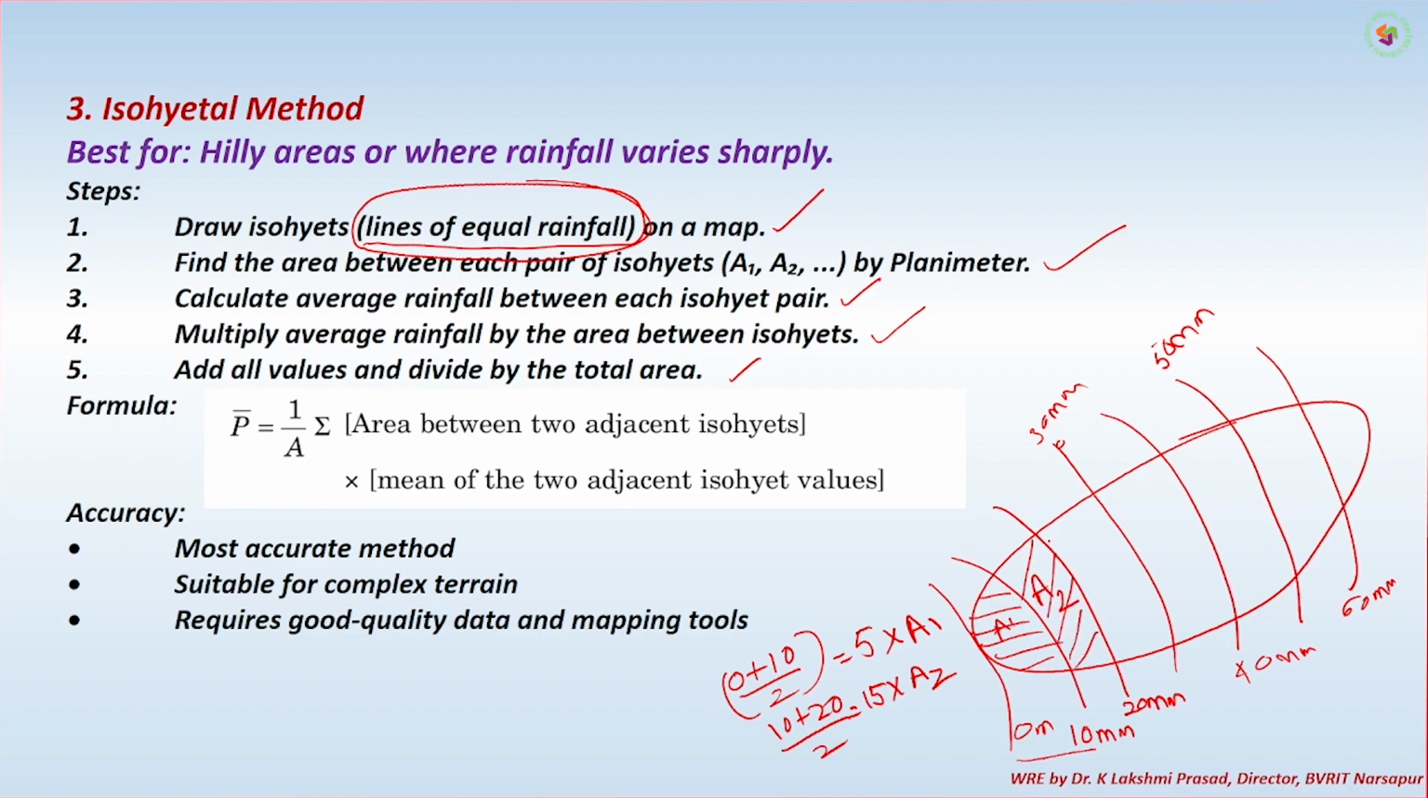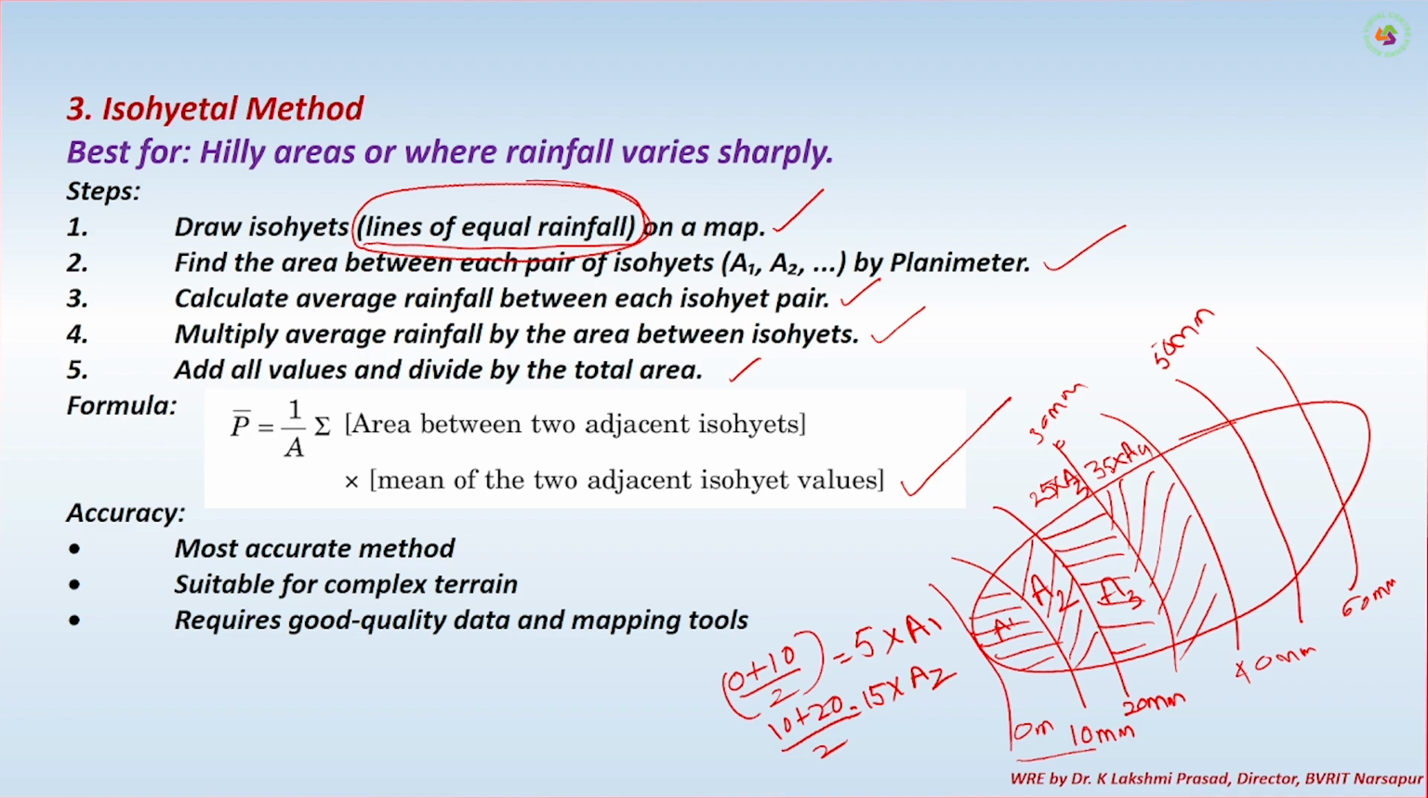Similarly the next one is A3. A3 is 20 plus 30 by 2, so how much will it be? 25 into A3. Then 30 plus 40 by 2 is 35 into A4. This is A4. Like that you continue. Now add up all the things and divide by the total area. That way you will get the mean precipitation.